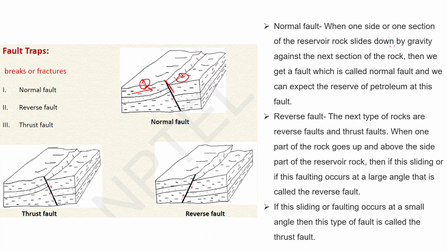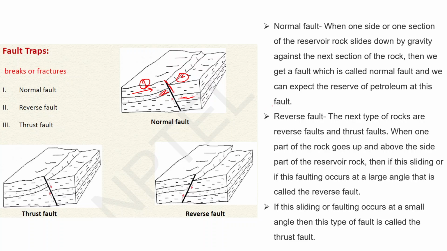So as we can see, when one section of the reservoir rock slides down by gravity against the next section, then we get a fault, which is the normal fault, and we can expect the reserve of petroleum at this fault. Here we can expect this is suppose our reservoir rock. So though a fault takes place, still the storage of crude oil takes place in these faults also.